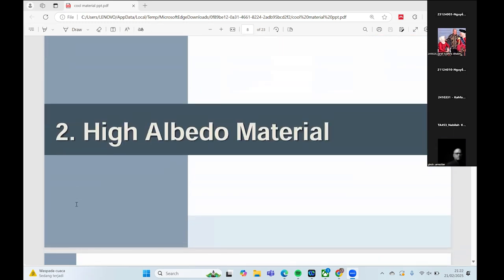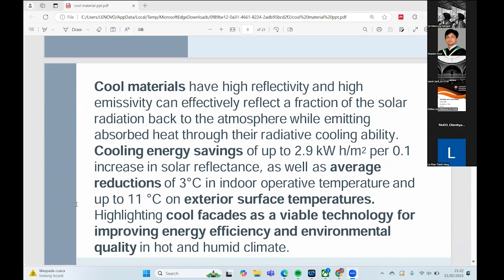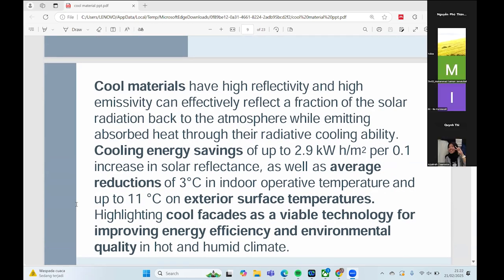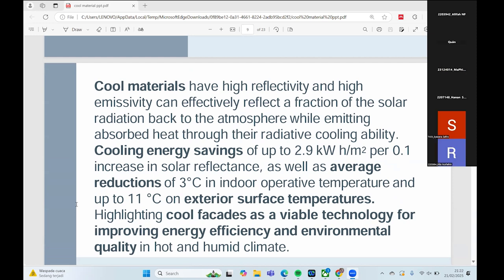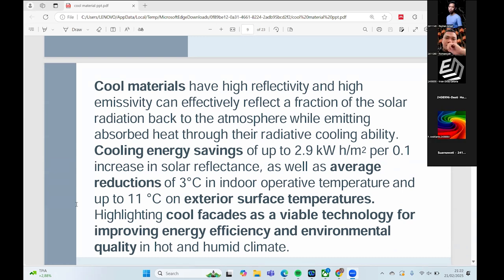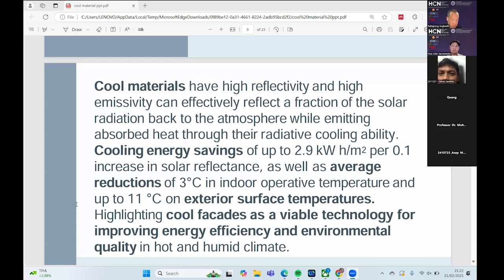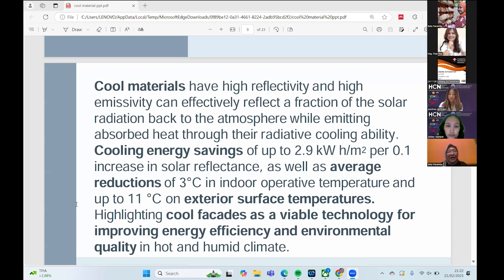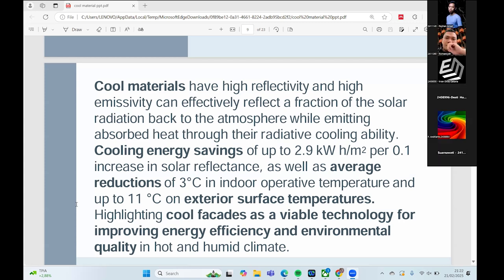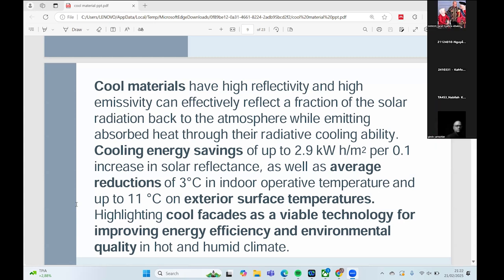Okay, this is the high albedo material. We call it cool material. It has high reflectivity and high emissivity, which can effectively reflect a fraction of the solar radiation back to the atmosphere. So don't confuse it with the greenhouse gas emission. This atmosphere is very long wave. It's not in the surrounding of the Earth anymore. It will go back to space.